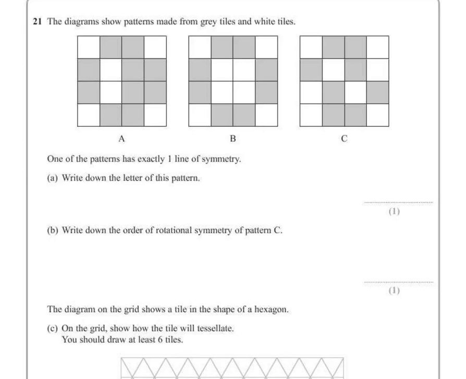Question 21. The diagrams show patterns made from grey tiles and white tiles. One of the patterns has exactly one line of symmetry. Part A, write down the letter of this pattern.